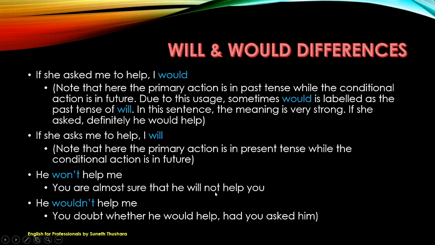Then there's another situation. You failed the exam. Then somebody came and asked, why didn't you ask Sam to help you? Then you say, he wouldn't help me. That is your belief, just a belief. Either he would help or not, but you just think he wouldn't help you. That is a weak expression, in the sense of weak meaning. You are not very sure about it, but you just think he wouldn't help you. But when you say he won't help me, here you are very sure. So these are the precise and concise meanings of will and would.